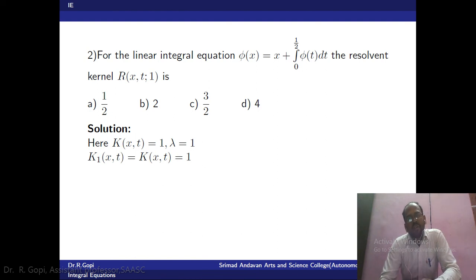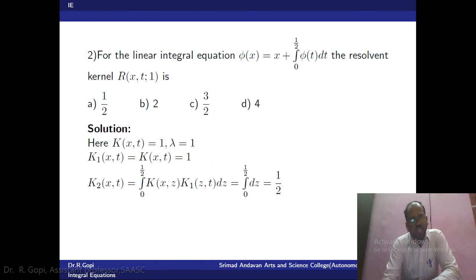Then what is the meaning: k2 of x comma t is nothing but the integral of k1 of x comma z into k of z comma t. So taking k of x comma t equal to k1 of x comma t, then k2 of x comma t equal to integral 0 to 1 by 2 k of x comma z into k1 of z comma t. So we have to replace z. Then k of x comma z is nothing but 1, and also k1 of z comma t is also 1.